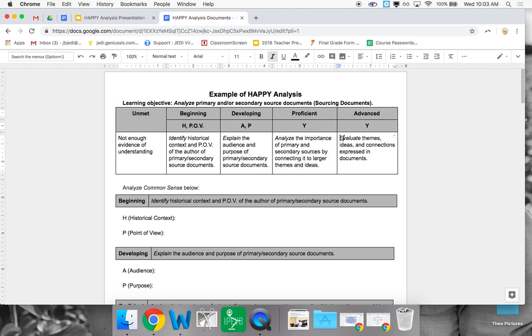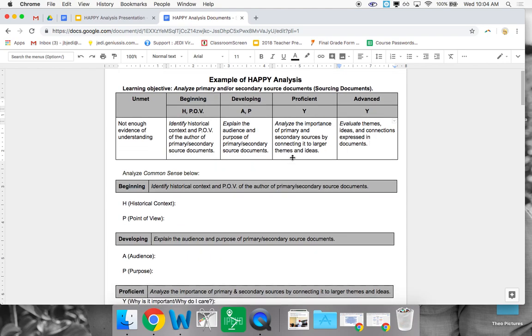And finally, the ultimate goal is to be at advanced. Can you evaluate different themes, ideas, and connections expressed in these documents to give more value or less value or connect it to other classes perhaps in language arts or science or health class? Ultimately, we want all of you to grow in this from a beginning level all the way up to an advanced level. So let's do an example.